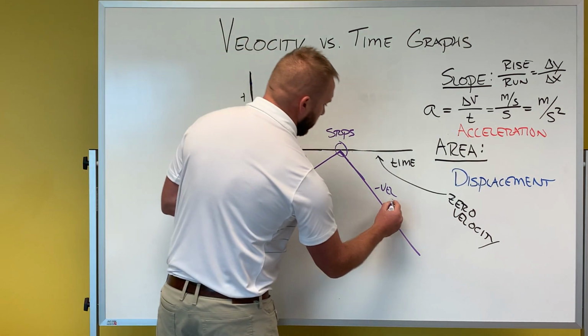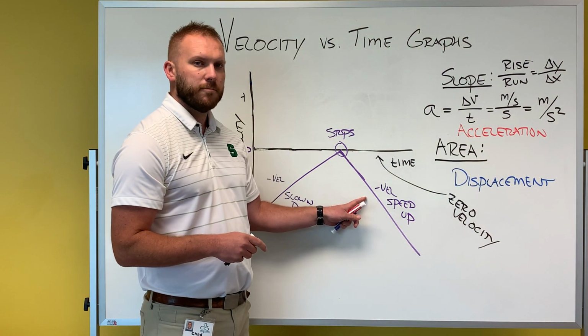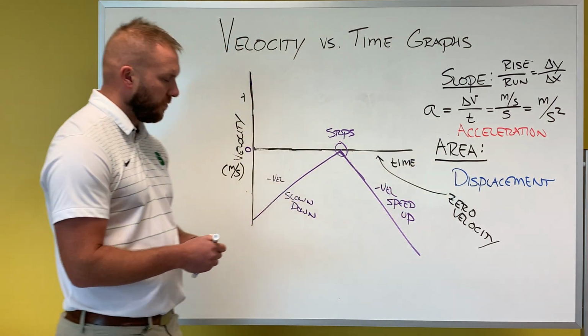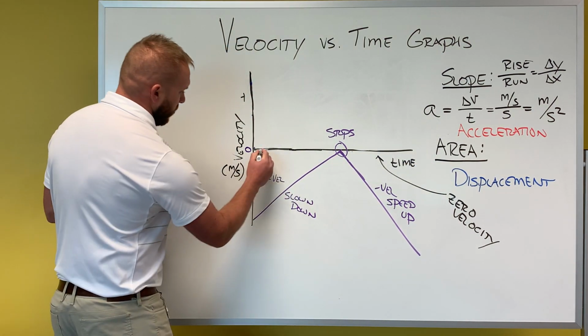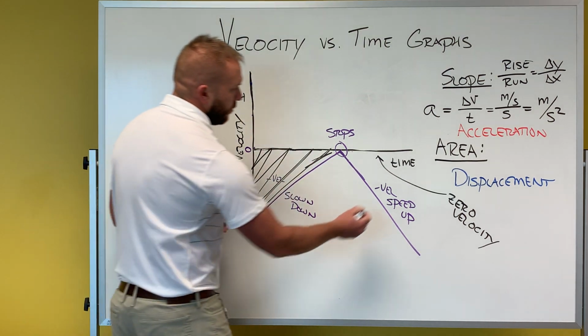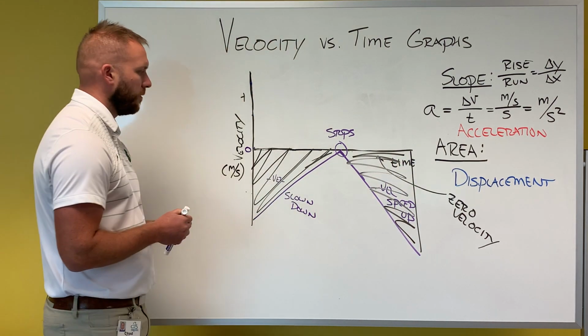And what's it doing here? It actually speeds up. Slope, you'd have two different slopes here, so you'd have to calculate those separately. And then the area, right? How could we find the area of this? Well, the area would be this area here, so we'd find this triangle, 1/2 base times height, and we'd also have this area there, 1/2 base times height, okay?